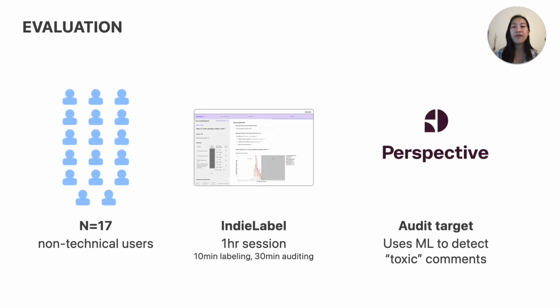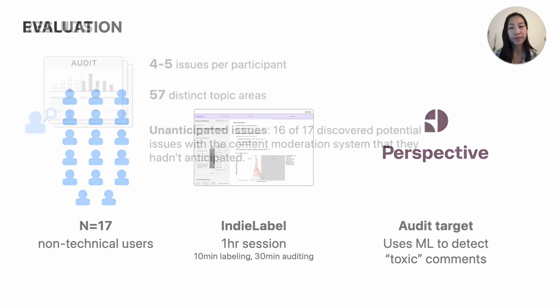We conducted an evaluation with 17 non-technical users and had each participant take part in a 1-hour session where they used our IndieLabel tool with 10 minutes for labeling and 30 minutes for auditing. The participants used the system to audit the Perspective API, a well-known API developed by Google that uses a machine learning approach to detect toxic comments.